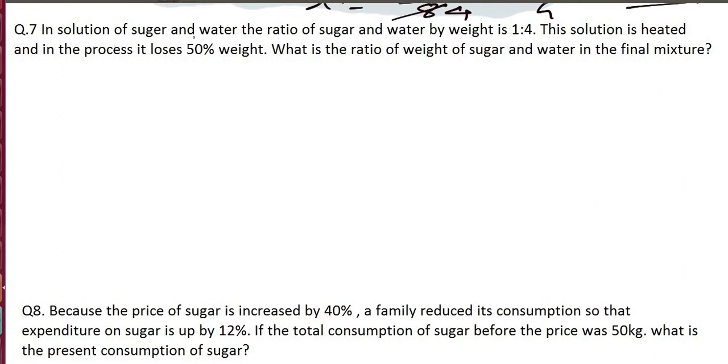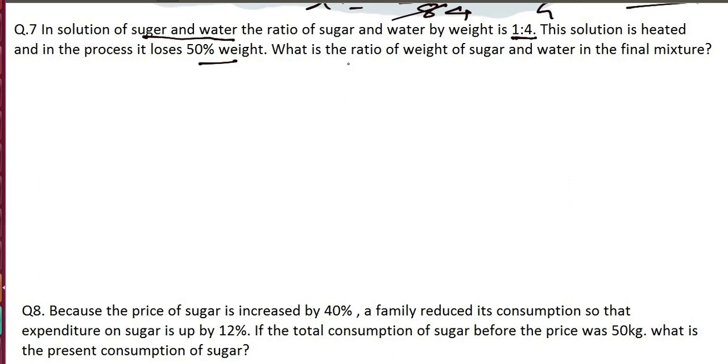In the solution of sugar and water, the ratio of sugar and water by weight is 1:4, right? The solution is heated and in that process it loses 50% weight. What is the ratio of weight of sugar and water in the final mixture? We are given some solution in which we have sugar and water in this ratio, right? Now, then we heat that solution. So, in that process, we lose 50% weight of that solution.